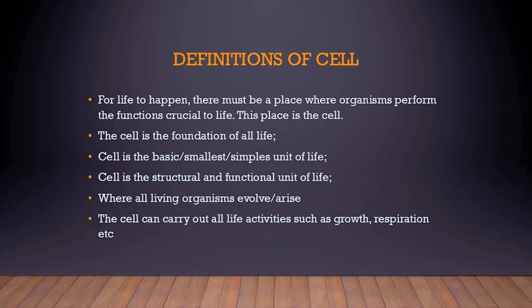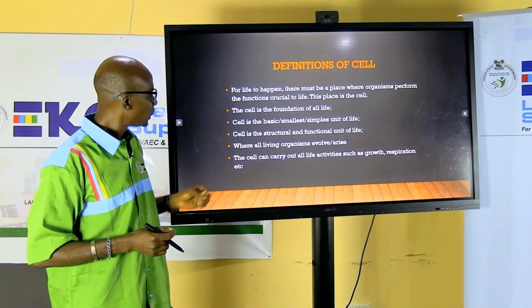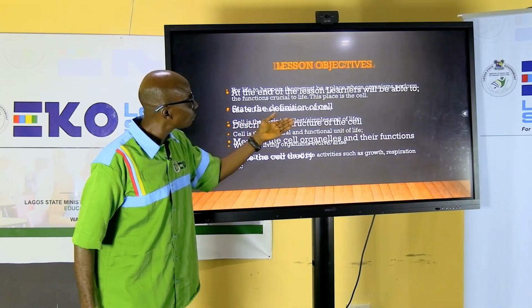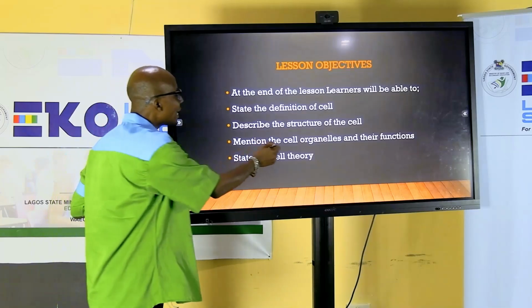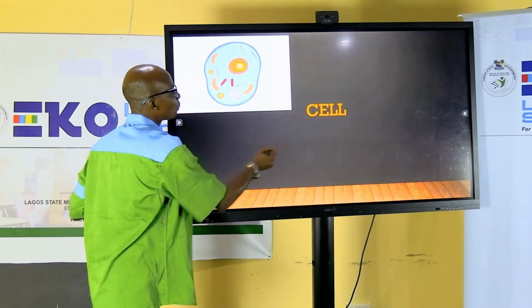It's like you want to build a storey building. Without a single block joining together, we will not have the building. So, the cell is the basic unit of life where every living organism comes from.